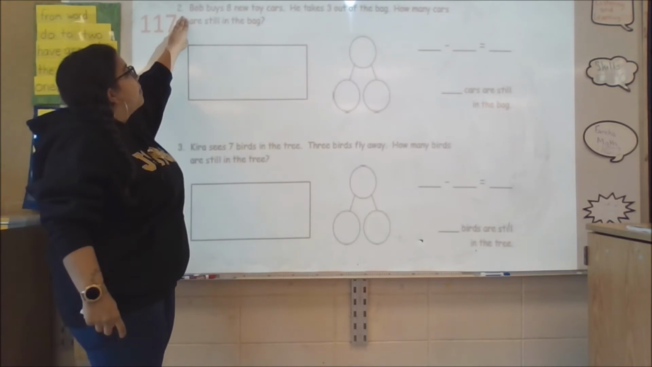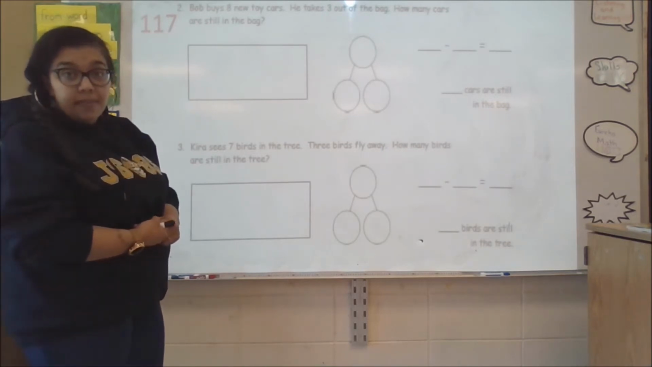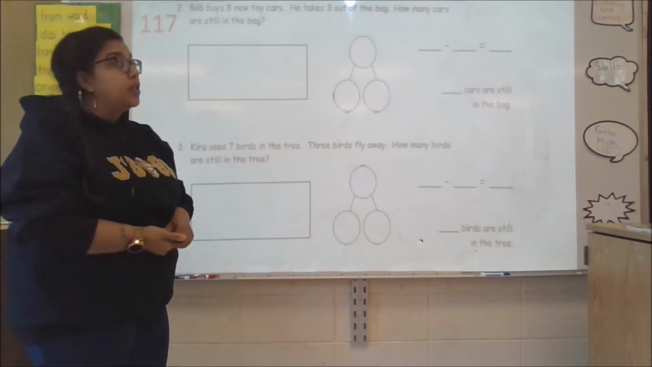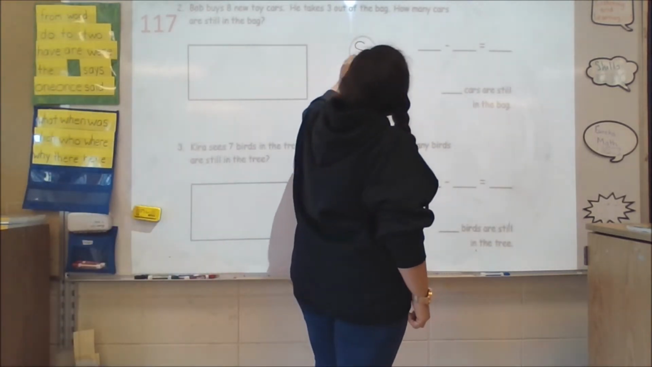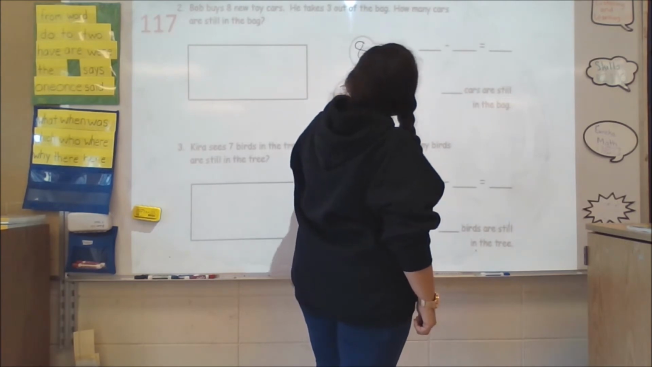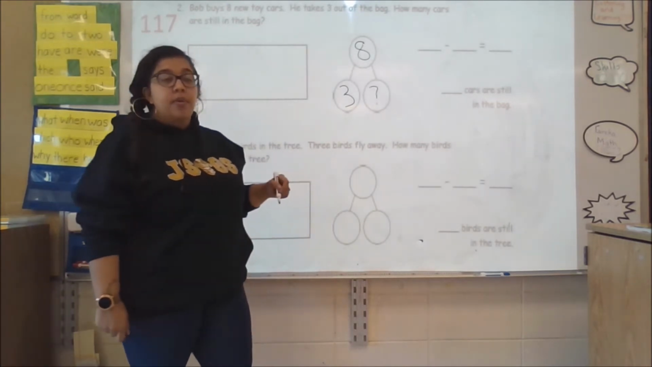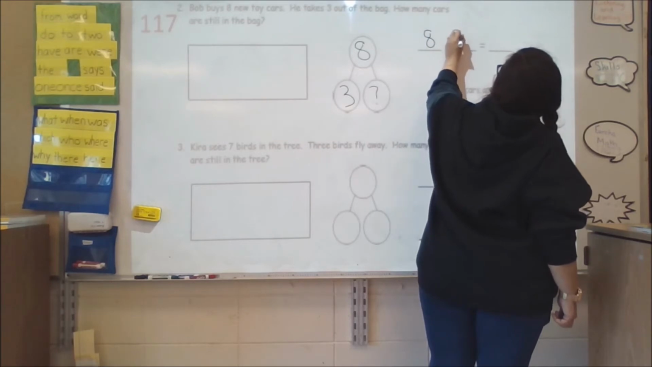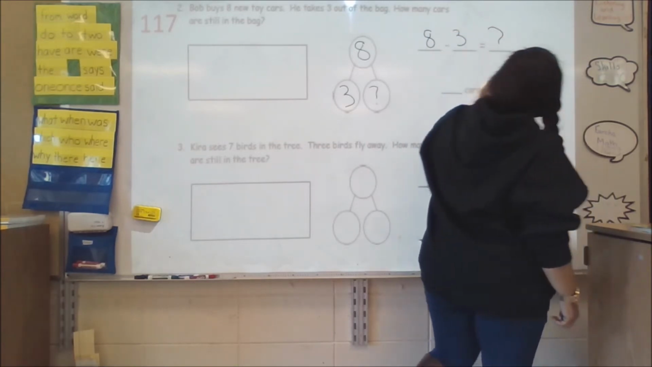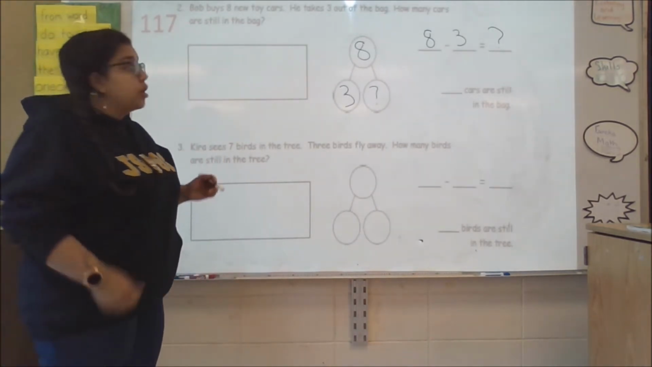And number 2 reads, Bob buys 8 new toy cars. He takes 3 cars out of the bag. How many are still in the bag? Well, we are subtracting, which means we start with our whole. So we can start with our whole in our number bond. 8 toy cars, 3 out of the bag. How many cars are still in the bag? So we've set up our number bond. Let's set up our number sentence. 8 toy cars minus the 3 Bob takes out of the bag equals an unknown number of cars still in the bag. Let's draw to solve our problem.